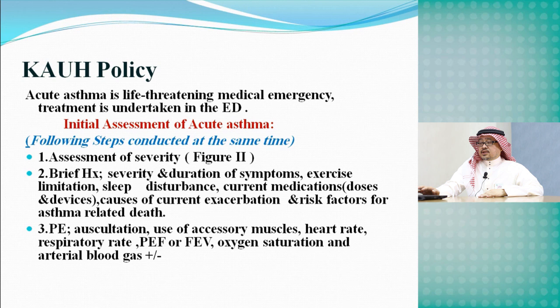We'll take a brief history, including the severity, duration of symptoms, exercise limitations, sleep disturbance, current medications, to check the doses and the devices, and the causes of the current exacerbation and risk factors for asthma-related death. Third point, in physical examination, we focus on auscultation and the use of the accessory muscles, heart rate, respiratory rate, peak expiratory flow or forced expiratory volume, oxygen saturation, and arterial blood gas, if indicated.